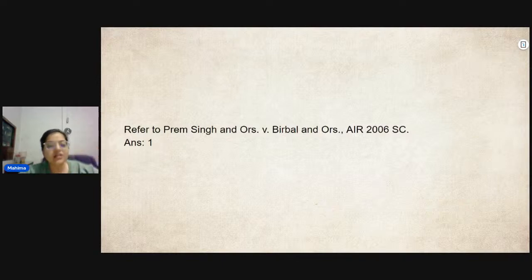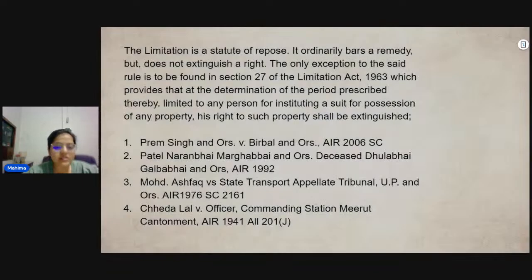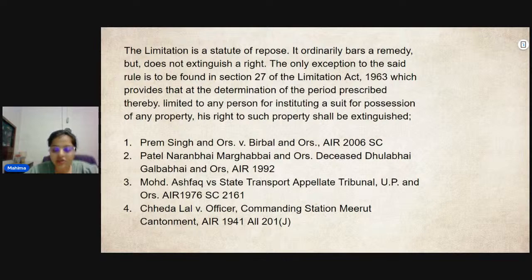Pritika, you were right. It is Prem Singh and others versus Birbal. Please take out your Bare Acts and mention this case law, because the case law is actually telling the whole Bare Act language only. So mention this case law in front of Section 27 on your Bare Acts, so that it remains with you till the time you are preparing for the exam or till the time you become a judge. It will be with you if you mention this on your Bare Acts.